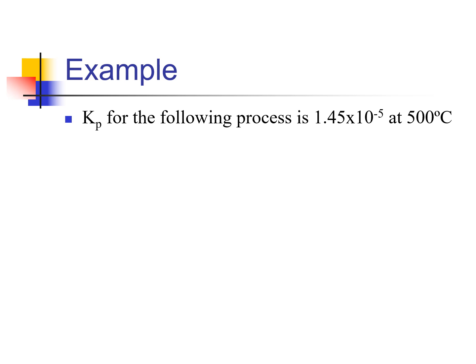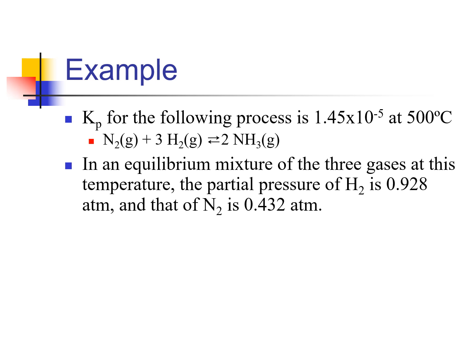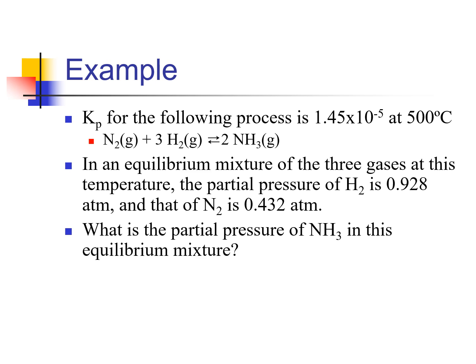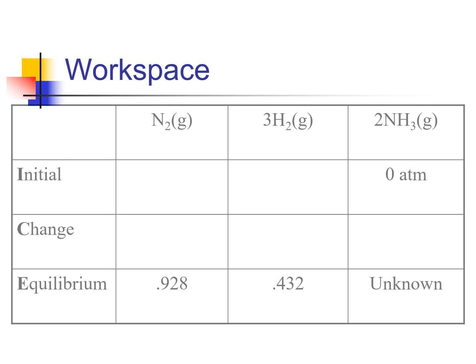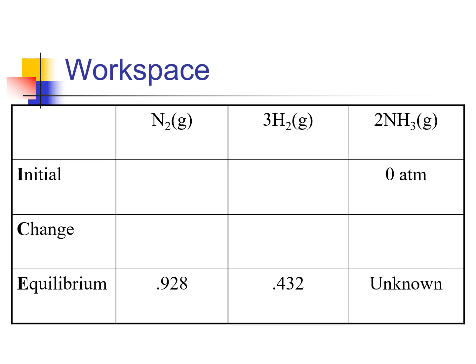So here's a first example. We have the K sub P for a reaction. There's the reaction. We're told at equilibrium, the partial pressure of hydrogen is 0.928, nitrogen is 0.432. We're going to ask for the partial pressure of NH3. So I set up my ICE table. We don't know the beginning nitrogen, we don't know the beginning hydrogen, but we do know the beginning ammonia is 0 because it's a product and we were not told an initial amount. Therefore, we assume 0. At equilibrium we don't know, so we're going to call this X because it's an unknown.